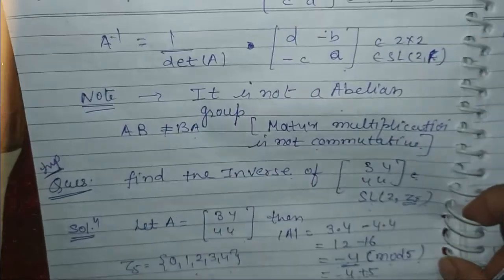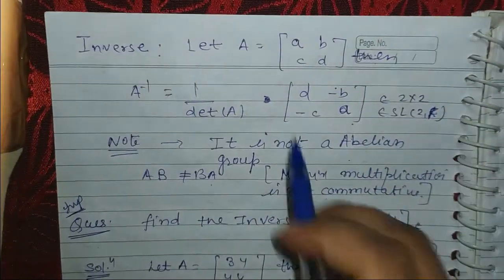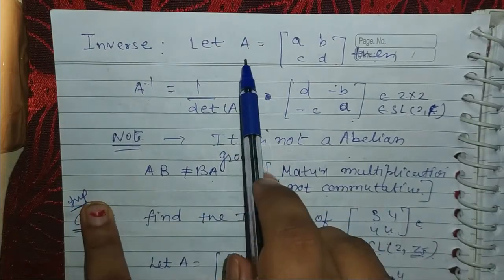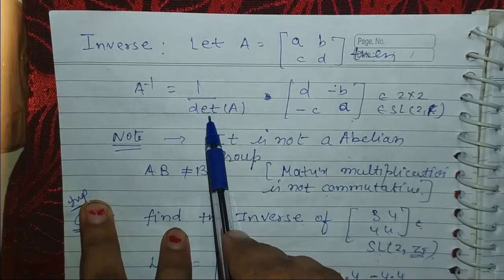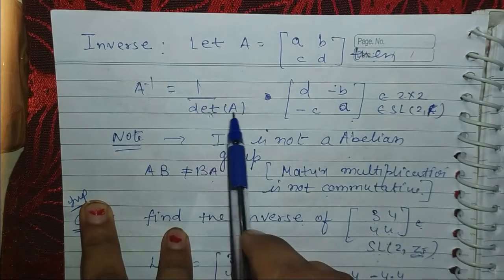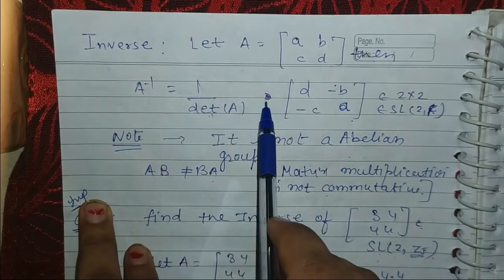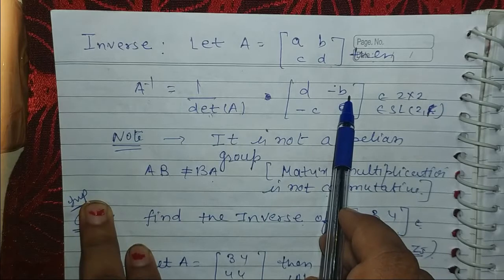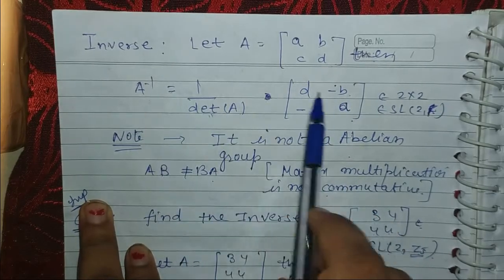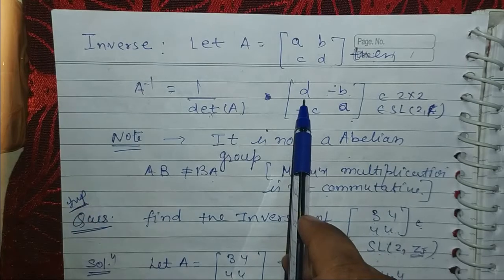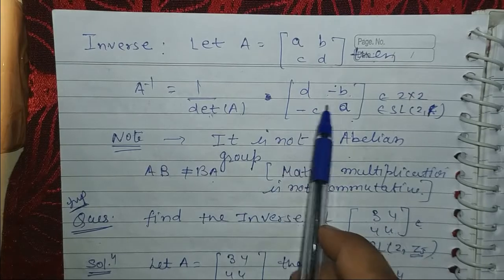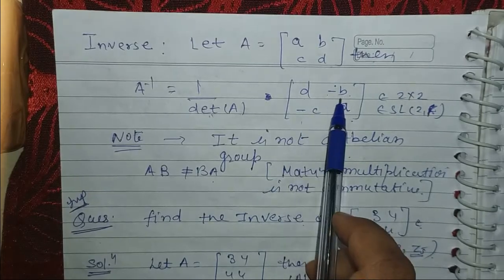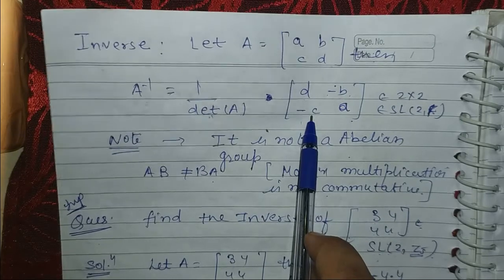Now the next property is the inverse property. How can we find the inverse of an SL2R matrix? Suppose this is our matrix A, B, C, D, and you know the determinant is 1, so 1 by 1 is nothing else. The inverse of A is equal to the adjoint of A. In this case, the inverse and adjoint are the same. For the adjoint of this matrix, swap the diagonal elements D and A, and the opposite diagonal entries become negative.